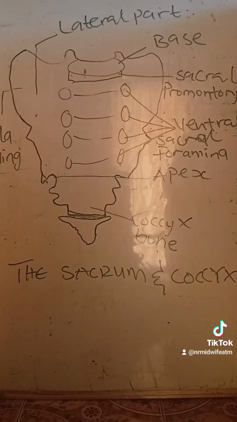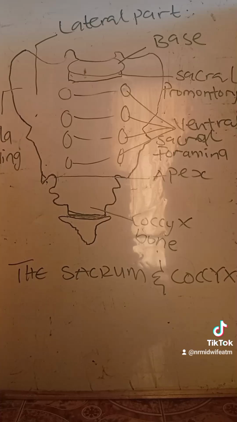Now let's look at the apex. The apex of the sacrum actually articulates with the coccyx, okay. Now let's look at the lateral aspect of it, the lateral part. That's an extension that is known as the ala or the wing, the flared out parts of the sacrum.